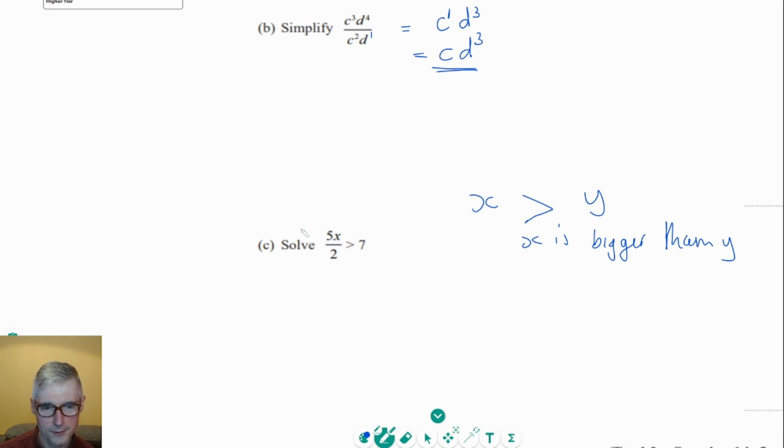So to start off with, I'm just going to times both sides of that by 2. And that will simplify because that will cancel with a 2 at the bottom of the fraction. And it will tell me that 5x is actually greater than 7 times 2, 14. And then to complete it, we just need to get the x on its own. So at the moment, it's saying 5 times x is greater than 14. So I'm going to divide both sides now by 5. And then the 5s will cancel on the left-hand side. And that just leaves me with x is greater than 14 over 5.